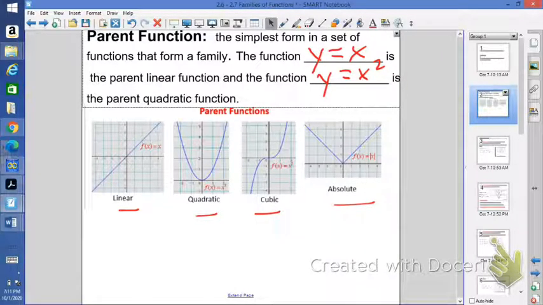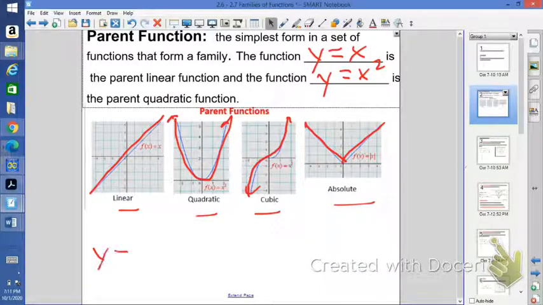Here are some basic parent functions: linear, quadratic, cubic, and absolute value, and what they look like. A linear function is a line. A quadratic is U-shaped, and we call that a parabola. A cubic function looks like a snake, and an absolute value function is V-shaped. Those that you see there are the parent functions. So it's the most basic form.